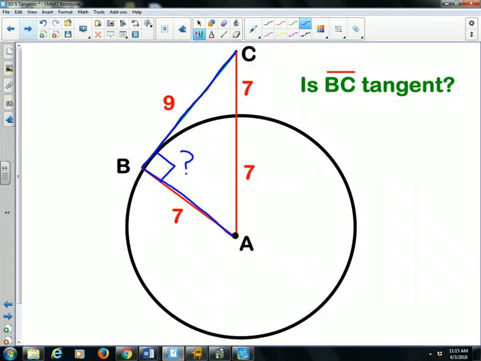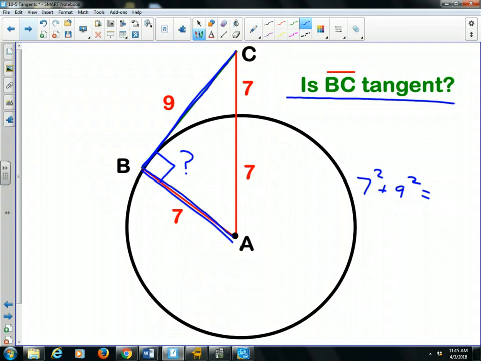In chapter 7, we learned that if a triangle is 90 degrees, then a squared plus b squared equals c squared. So if we want to answer this question, is segment BC tangent, we would need to see, does a squared plus b squared equal c squared? Okay? So the two legs are 7 and 9. 7 squared plus 9 squared, does that equal the hypotenuse squared? The hypotenuse is 7 and 7, which make 14.